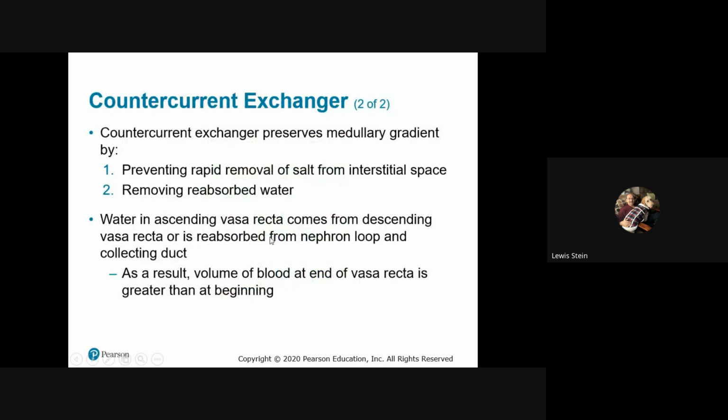And so what they're saying at the end: water in the ascending vasa recta comes from the descending vasa recta or is reabsorbed from the nephron loop and the collecting duct. As a result, the volume at the end of the blood in the vasa recta is greater than in the beginning. So effectively, if everything is working properly, think of what's happened. That blood that was going through that capillary bed, comparatively speaking, does not have enough total fluid. It's being maintained. It's not destroying the red cells or the proteins, but by the time it leaves that system, it's going to need to absorb more water to make it hypotonic and to accomplish what the kidneys are supposed to do, retain fluid.